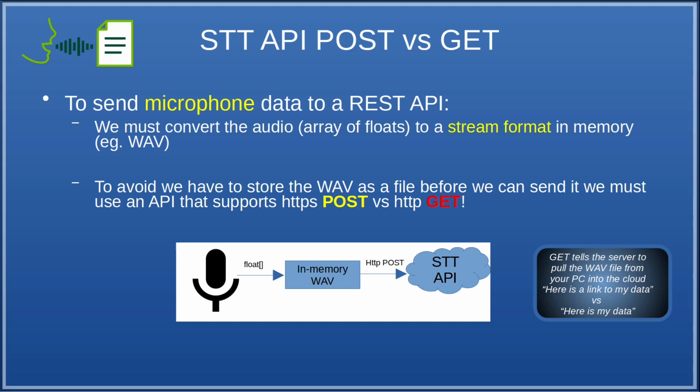So how do you send microphone data to a REST API? Well, you convert your audio to a stream format in memory. So there you have a WAV file sitting in memory. You want to send that over to the server. Now, if you would use an HTTP GET, what you tell the server is, here's a link to my audio. The server then needs to reach out to you and pull your audio from your laptop. That's not something you want, right? So that's why there's an HTTP POST where you say, here server, here is my data, and then you push the stream. So that's why for all these speech-to-text APIs, we have to use HTTPS POST and not GET.